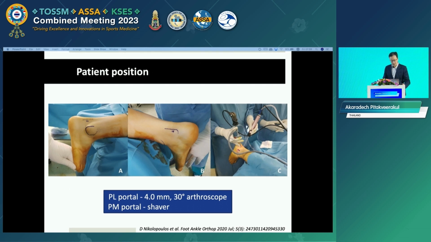Through the PL portal, we apply the 4 mm arthroscope. Through the PM portal, we apply the shaver, and a 30-degree arthroscope is used during the posterior arthroscopic operation.